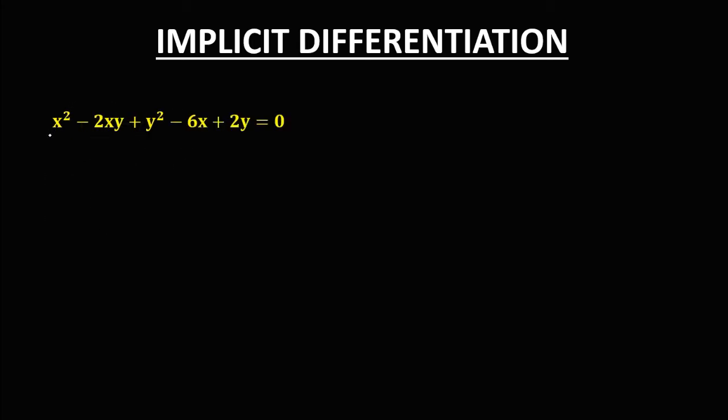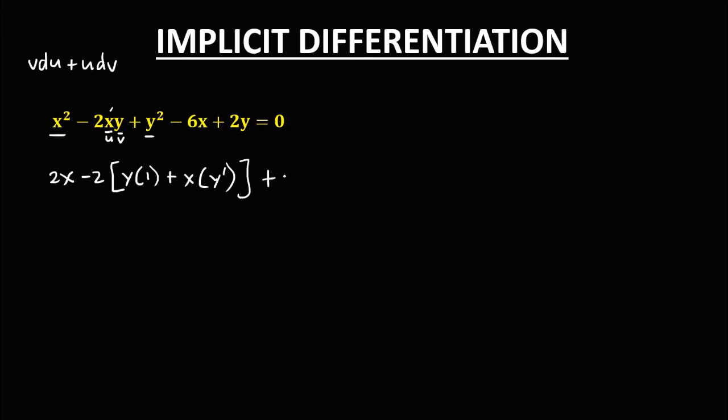Then for this given, the derivative of x squared, this one is 2x, then minus 2 times, using the product rule, this is u and v. So the formula is v times the derivative of u plus u times the derivative of v. So v is y times the derivative of u, that's 1, plus u is x, times the derivative of v, so the derivative of y, that's y prime, then plus the derivative of y squared, that's 2y times the derivative of y, that's y prime. Then minus the derivative of 6x, this one is 6, plus the derivative of 2y, that's 2, times the derivative of y, that's y prime, then equals 0.